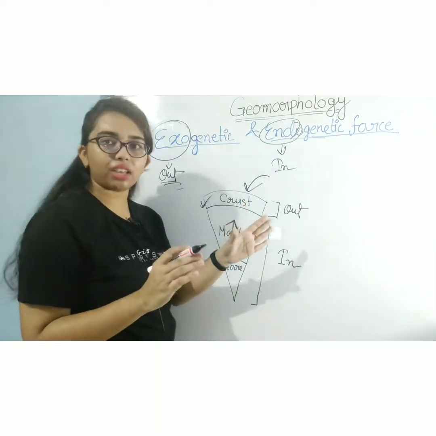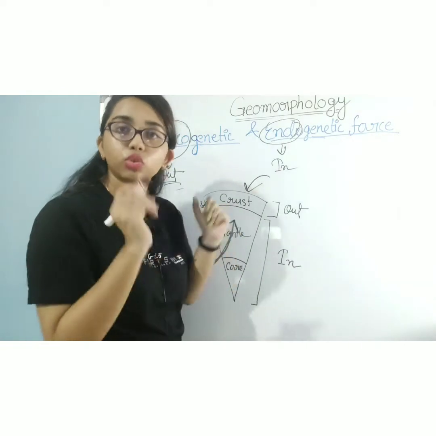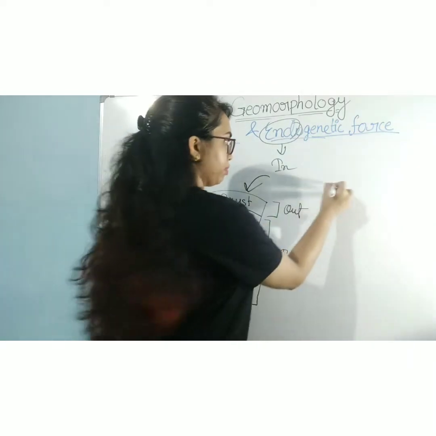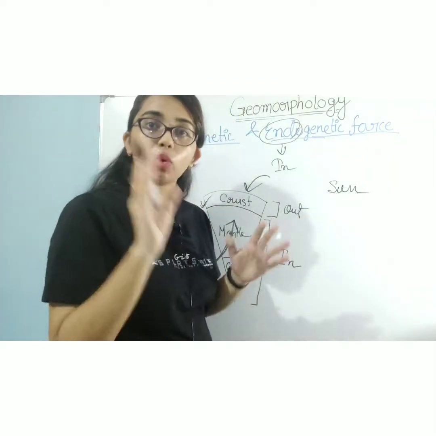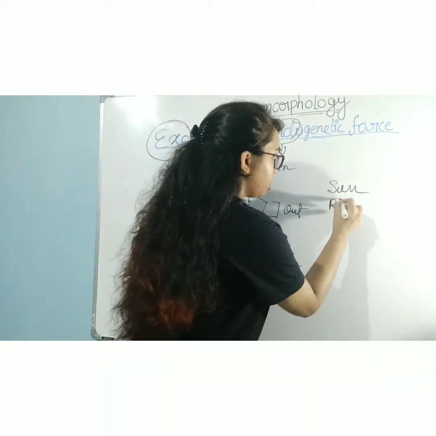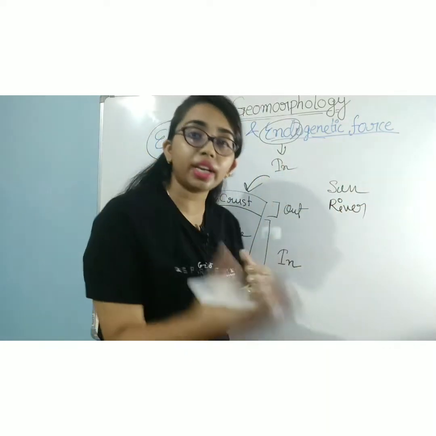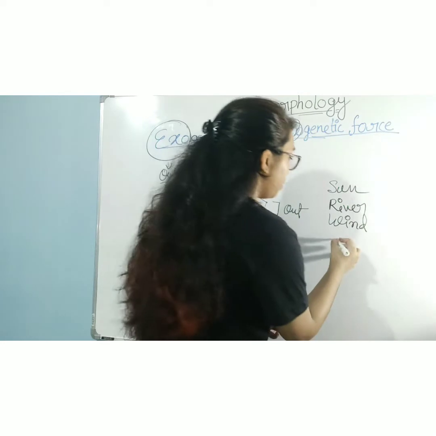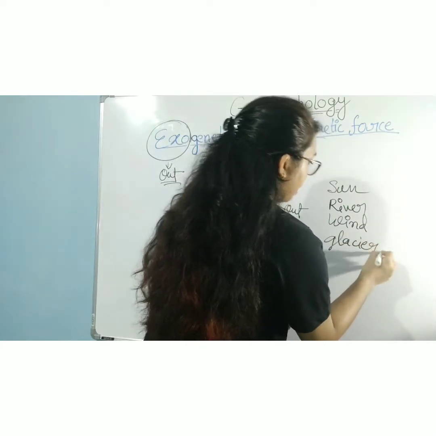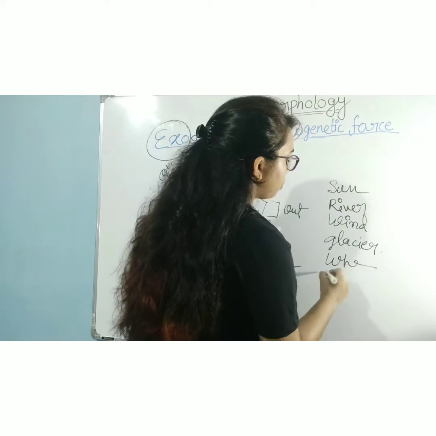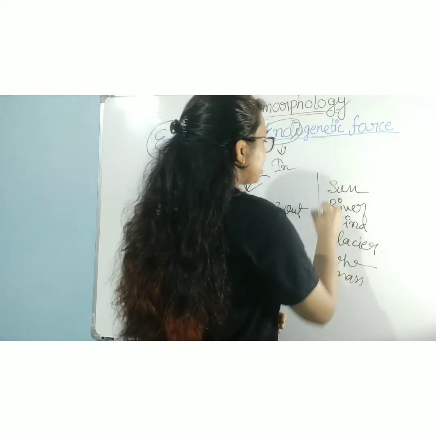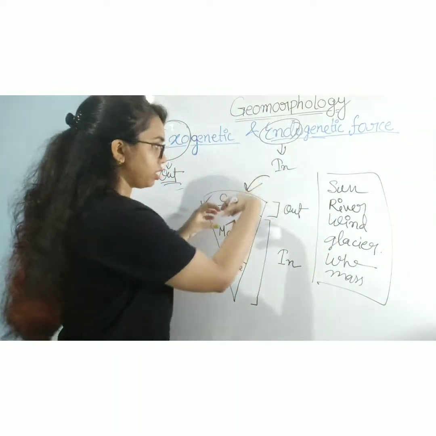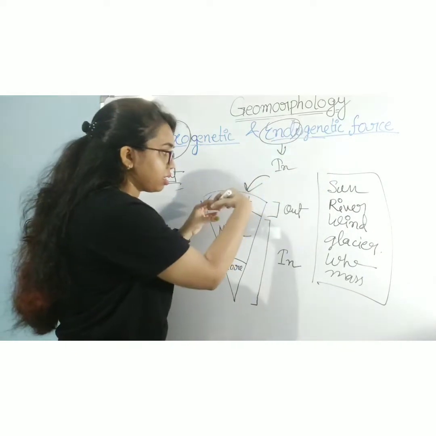So what are those external forces, the exogenetic forces? Suppose there is sun radiation. Suppose riverine action, rivers. Suppose wind action. Suppose glacier. Suppose weathering. Suppose mass wasting. These kinds of forces affect the crust externally. How come?